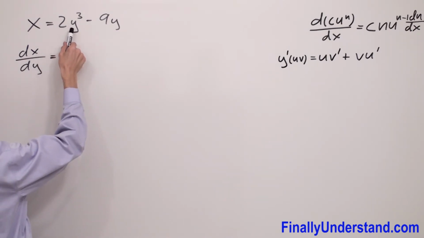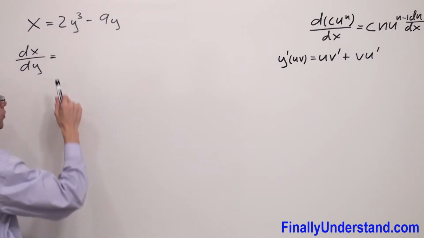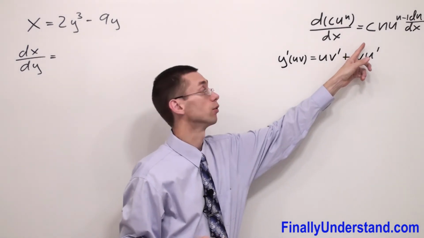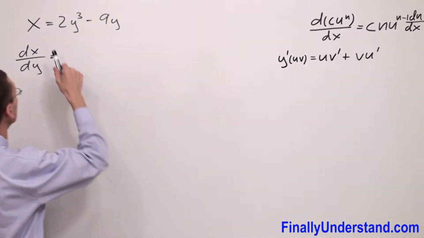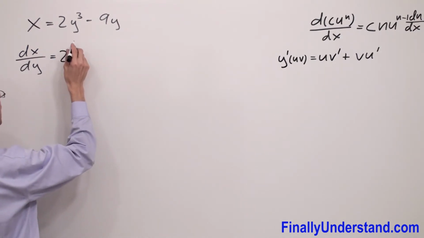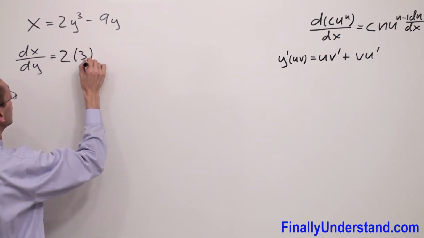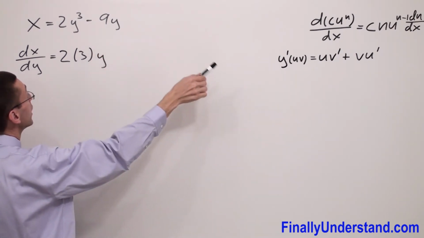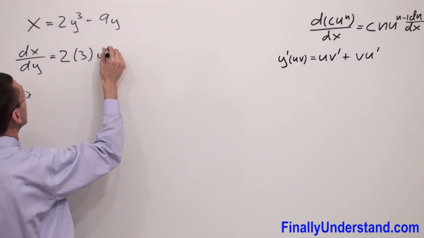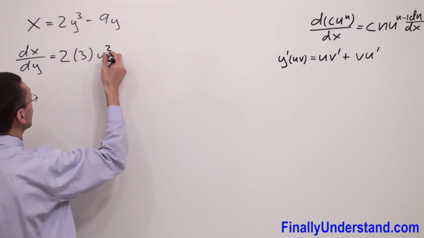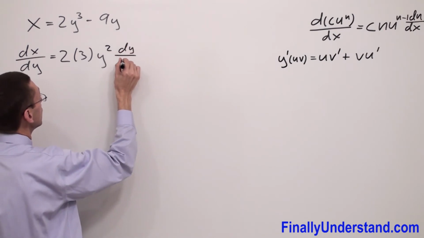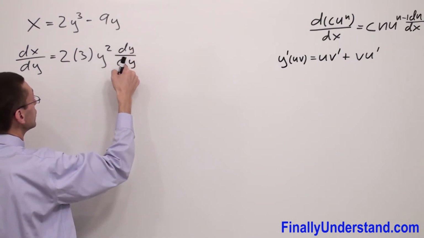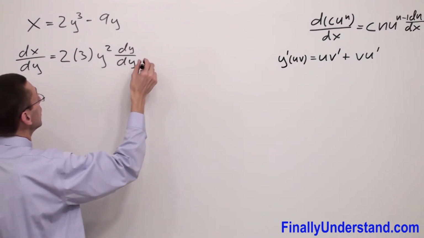Derivative of 2y cubed. So we have to write first the constant, okay? We have c. So my constant is 2. So I have 2 times the exponent, which is 3, y, and n minus 1, it means 3 minus 1, which is equal to 2. Okay, and you can always write dy over dy, because you have to find the derivative of y. But dy over dy is equal to 1, so we're going to later on ignore it.